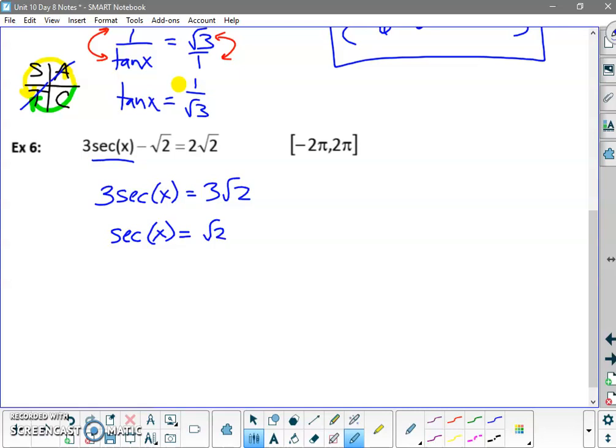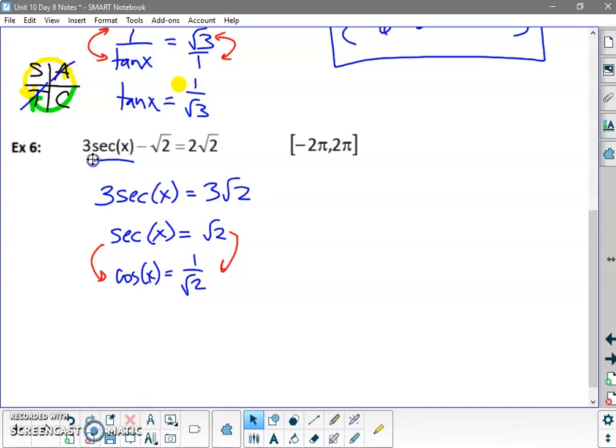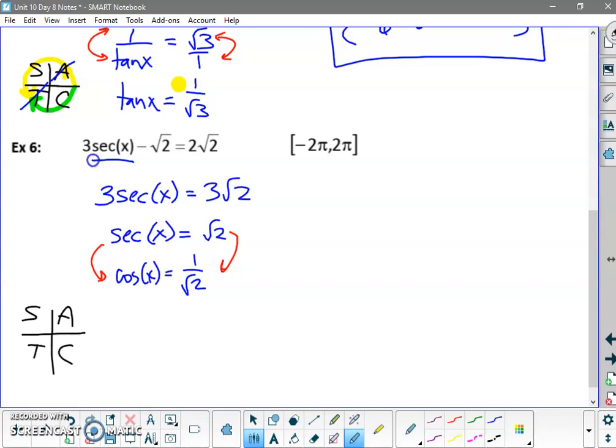So maybe this one I'll go a little bit quicker. What I'm going to do now is take the reciprocal of both sides. Don't forget to take the reciprocal of the right side as well. The reciprocal of secant is cosine. The reciprocal of square root 2 is 1 over square root 2. So we have to be familiar with our reciprocal functions and understand in an equation you take the reciprocal of both sides. So now again, we think quadrants, ASTC, cosine is positive in the first and the fourth.